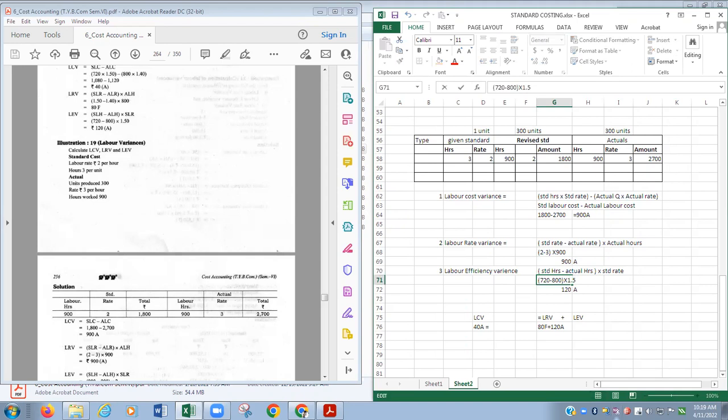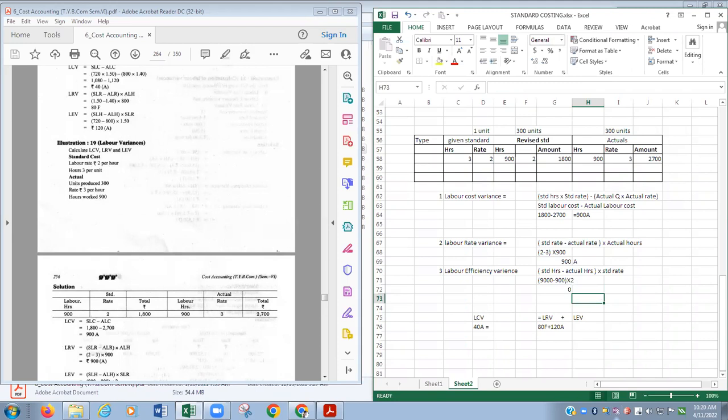Okay, standard hours were 900 and even actual hours worked are also 900. Clear? Into standard rate, which is 2. So 0 into 2 will be 0 only. No adverse or favorable. Clear?